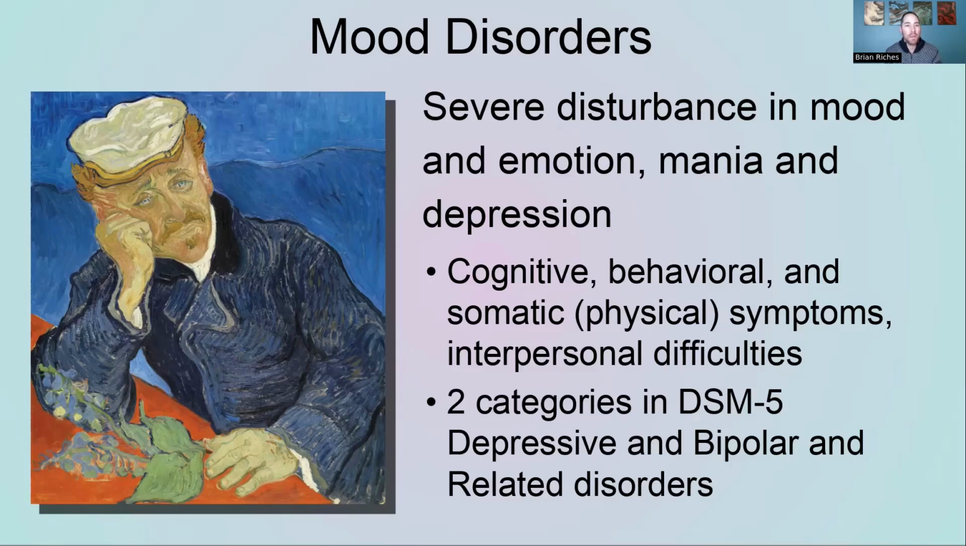So we're talking things like mania, depression. There are also cognitive and behavioral and even physical symptoms. And oftentimes these lead to interpersonal difficulties as well. There's two categories in the DSM-5 right now. So one is depressive disorders and the other is bipolar and related disorders.